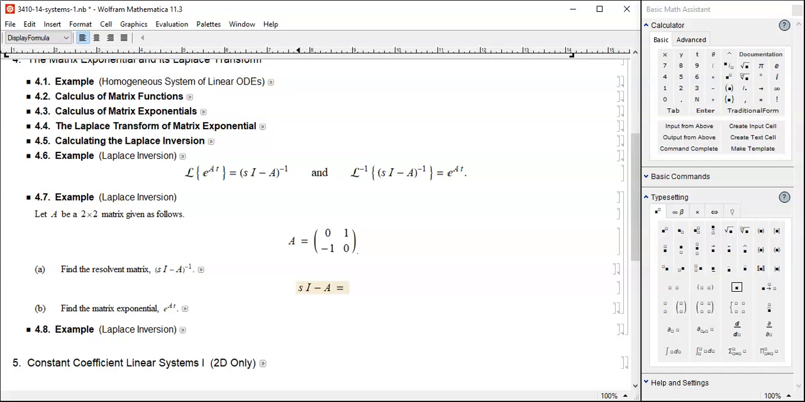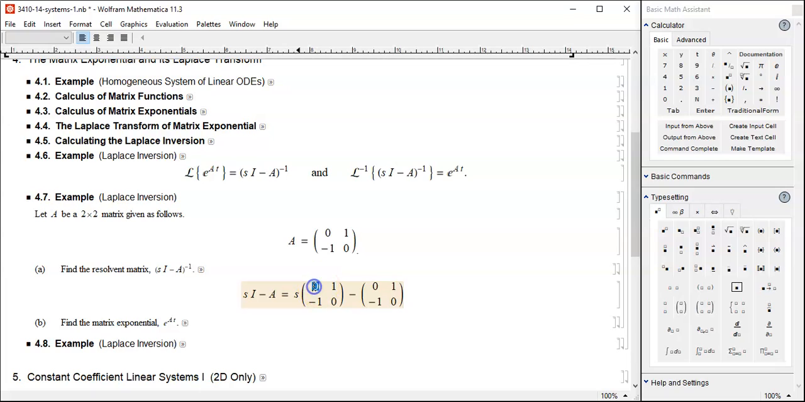sI minus A is, okay, this is I, so 1, 0, 0, 1, and then minus A, so that's what it is. And then s times this, so let's do this. And therefore, s minus 0, so that's s minus 1, so s minus 1, and then 0 minus of negative 1, so that's positive, and s minus 0, we have s. Looks like that's the matrix we have here.